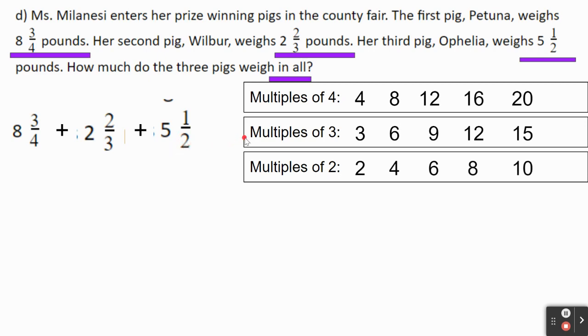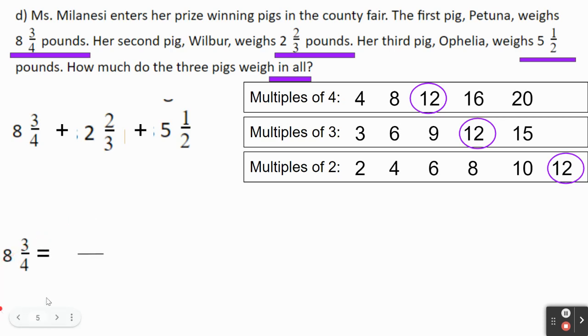Well, we need to find a number that is found in all three lists. If we look carefully, there's actually no numbers right now. But if we listed one more multiple of 2, we could see that 12 is a multiple that is found in all three lists. So that means 12 is going to be our common denominator. So let's rewrite each of these mixed numbers where the denominator is 12.